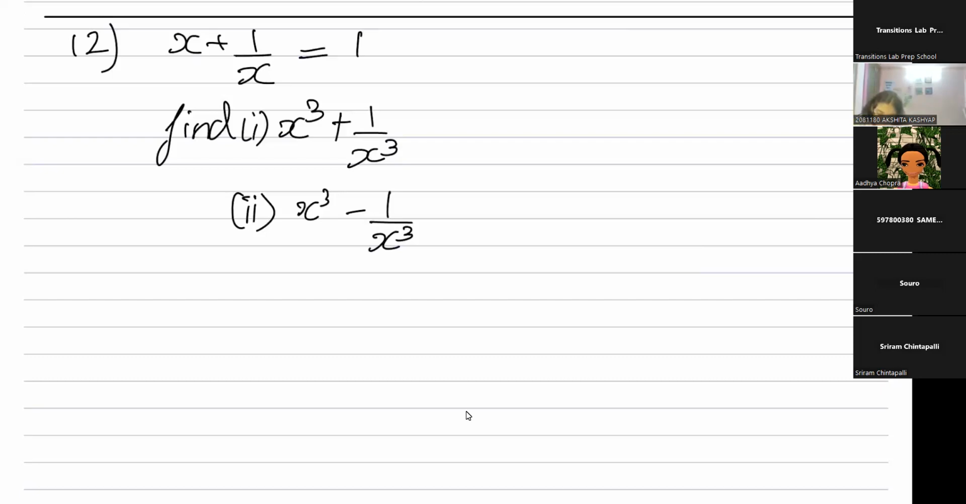The second part of this, x cube minus 1 upon x cube. In this I'll give 1 more minute to think about. Did someone get the answer? Ah, here we are. The aim of this question is not to find x. You will see that x is not real. Once you get a quadratic, you will find the discriminant is not greater than zero, it's less than zero, and you will have imaginary roots. But these expressions can be solved.